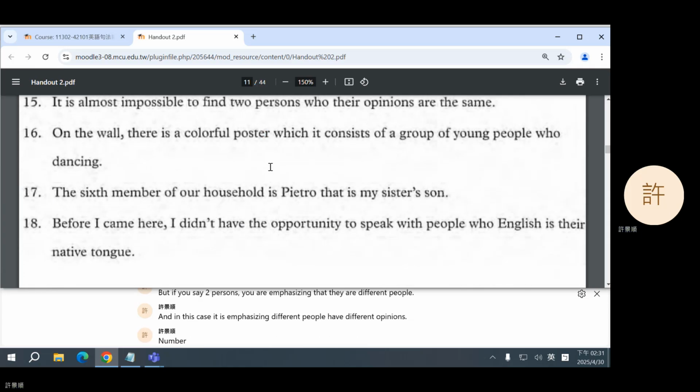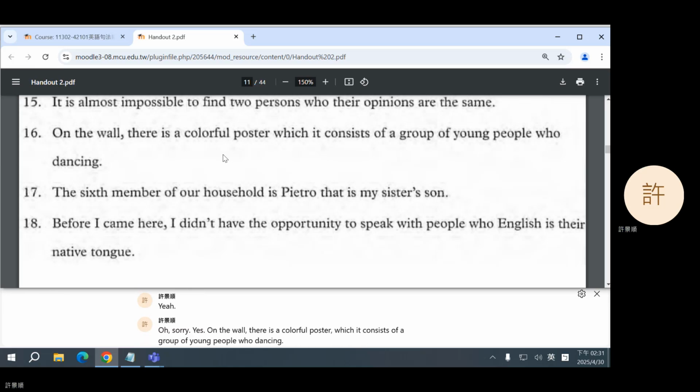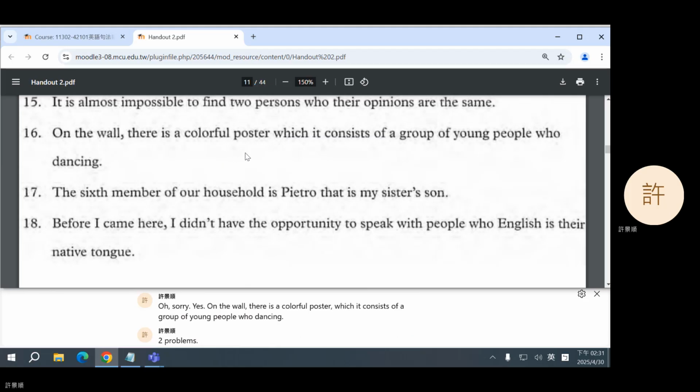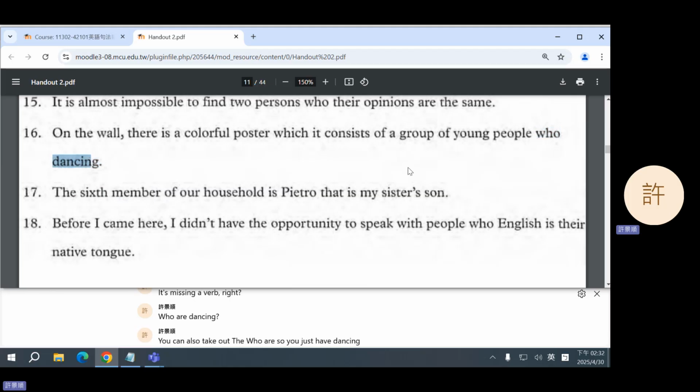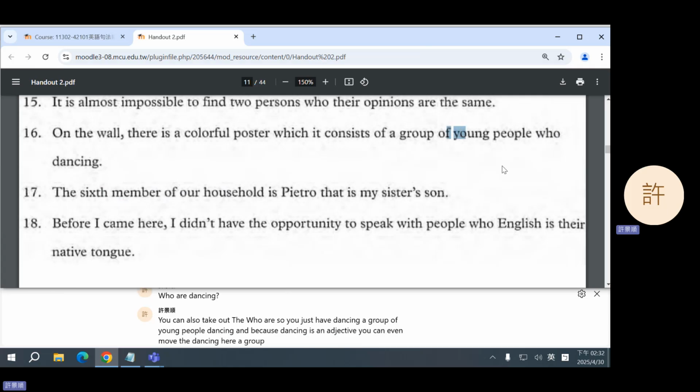Number 16, 简俊杰在哪里啊? Oh, sorry, yes. On the wall, there is a colorful poster which it consists of a group of young people who dancing. Two problems. Good. You don't need the "it." And the other one? Good. This is wrong. How do we fix this? "Who are dancing." It's missing a verb, right? "Who are dancing." You can also take out the "who are," so you just have "dancing," a group of young people dancing. And because "dancing" is an adjective, you can even move the "dancing" here. A group of dancing young people also works.